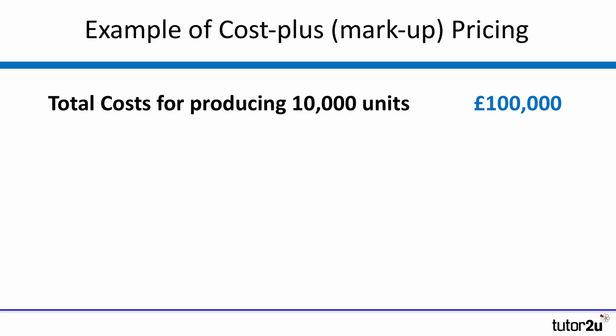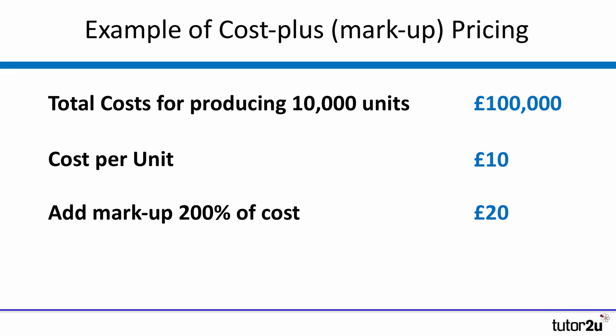Imagine we've got a business that produces 10,000 units at a total cost of £100,000. Well, if we work out the total cost divided by the number of units, that's a cost per unit of £10. There, of course, we're spreading the fixed costs as well as the variable costs over that cost per unit. Well, how might we set the price for that product?